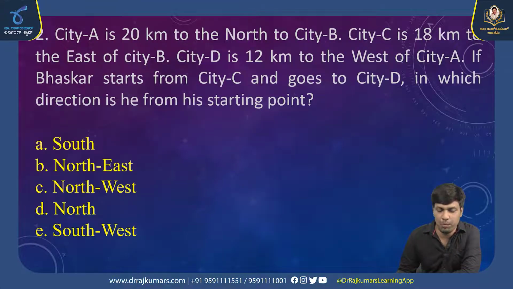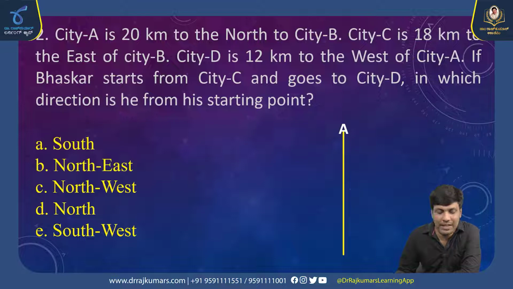Moving on to our next problem, we have: city A is 20 km to the north of city B. City C is 18 km to the east of city B. City D is 12 km to the west of city A. If Bhaskar starts from city C and goes to city D, in which direction is he from the starting point? The options are south, northeast, northwest, north and southwest.